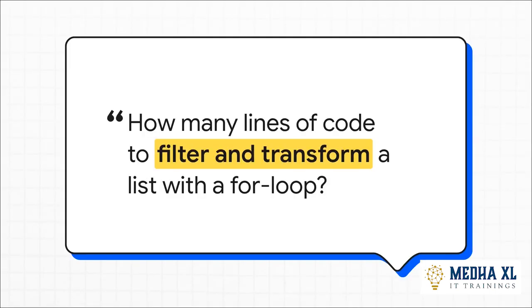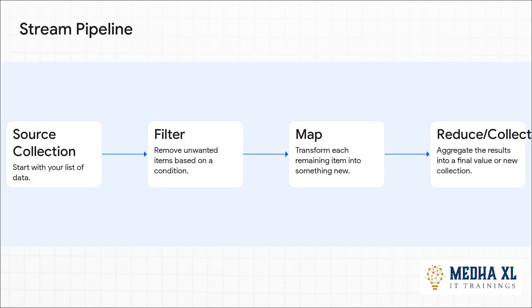Think for a second about the classic way you'd process a list of something. You write a for loop, you stick an if statement inside, you create a new empty list to hold the results. It's just so much ceremony and boilerplate code for a simple idea, right? The Stream API flips this completely on its head. It turns the whole process into this logical pipeline.